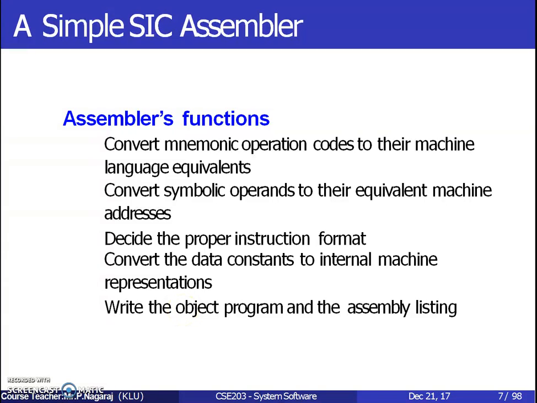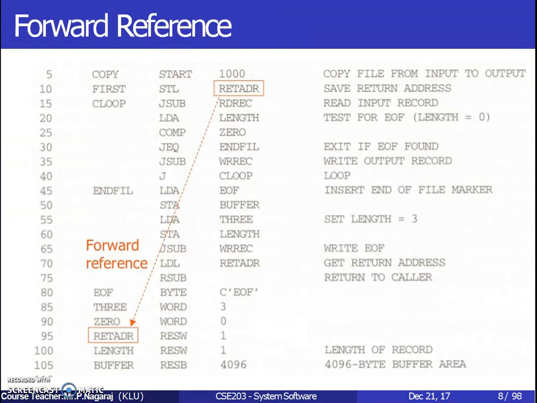Today, this assembler consists of five functions. The first one converts the mnemonic code into machine language code. Second, symbolic operands to equivalent machine addresses. Third, find out the proper instruction format. Fourth, convert the data constants into internal machine representation. And last, we are going to write the object program and the assembly listing.